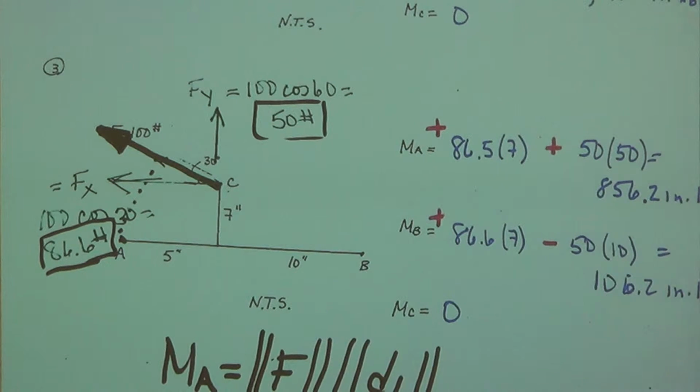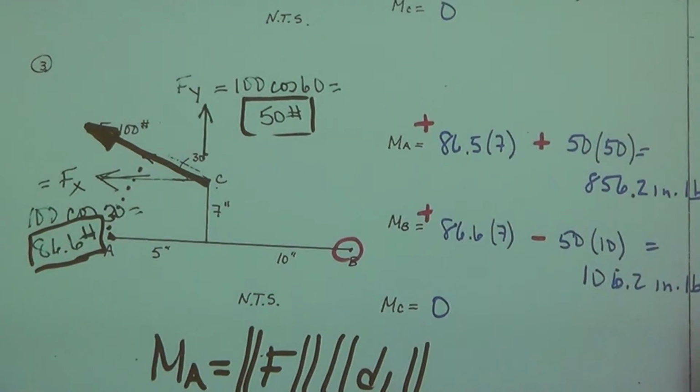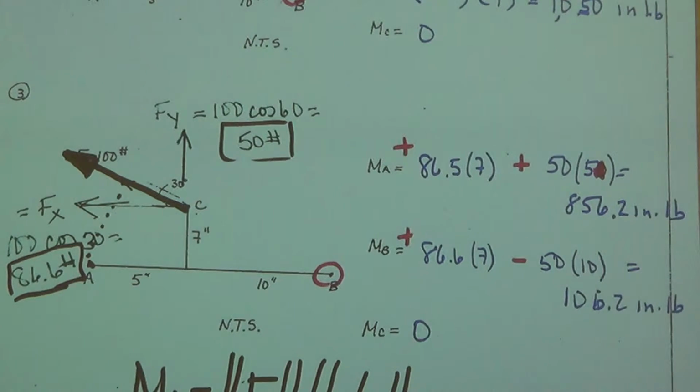For when I looked at point B, why did you multiply 50 by 50? Wait, isn't that supposed to be 5? 5, oh, okay. Alright, sorry. That explains a lot. 5, sorry.